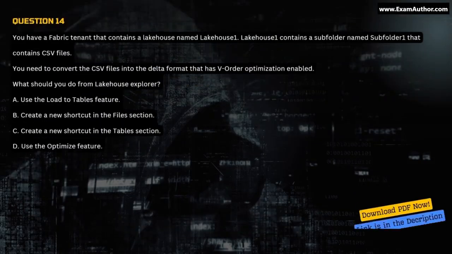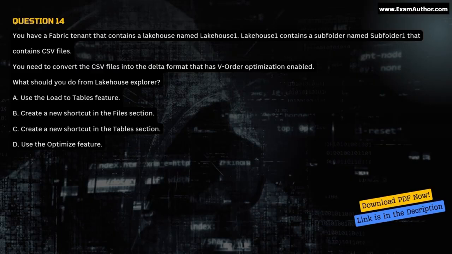Question 14. You have a Fabric tenant that contains a lakehouse named Lakehouse1. Lakehouse1 contains a subfolder named Subfolder1 that contains CSV files. You need to convert the CSV files into the Delta format that has vOrder optimization enabled. What should you do from Lakehouse Explorer? A. Use the Load to Tables feature. B. Create a new shortcut in the Files section. C. Create a new shortcut in the Tables section. D. Use the Optimize feature.